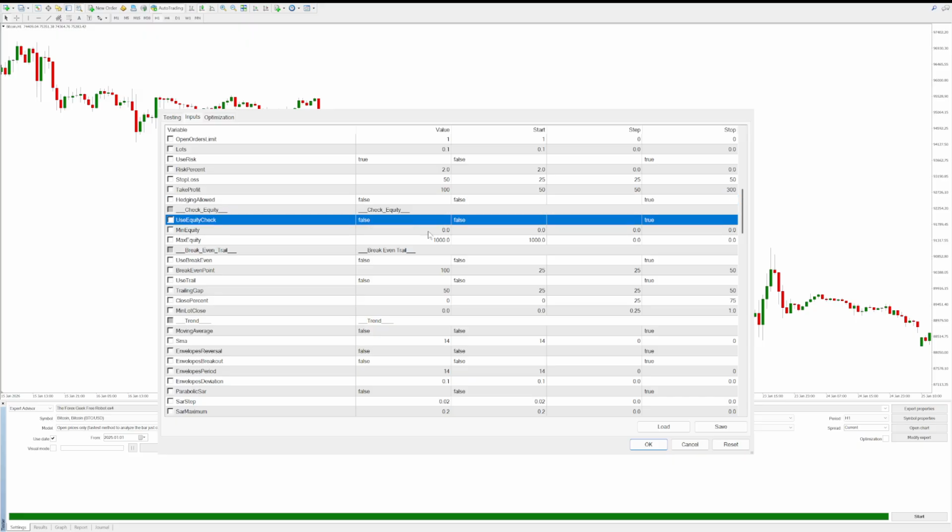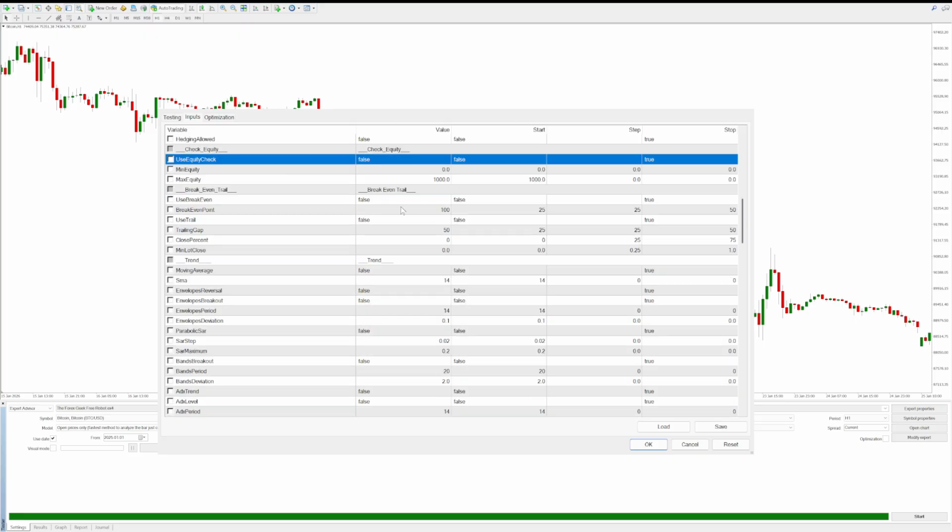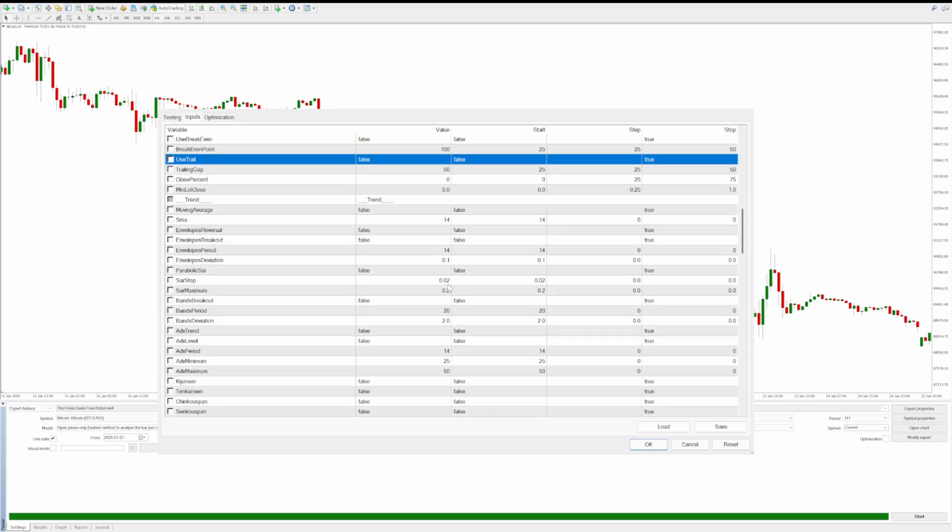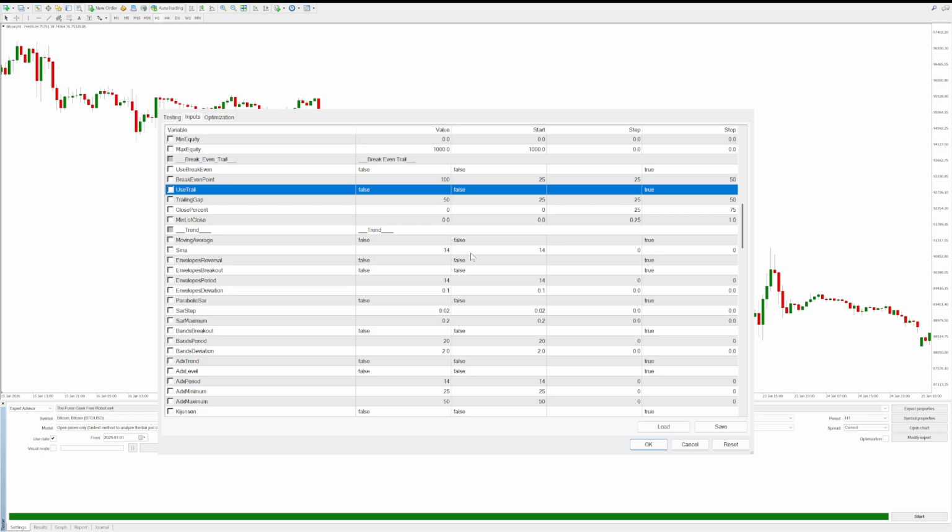Use equity check, so this will basically terminate the EA if your equity falls below the minimum value or goes above the maximum value. Break even and trailing stop options are included. You can also close a percentage of the trade if you wish.